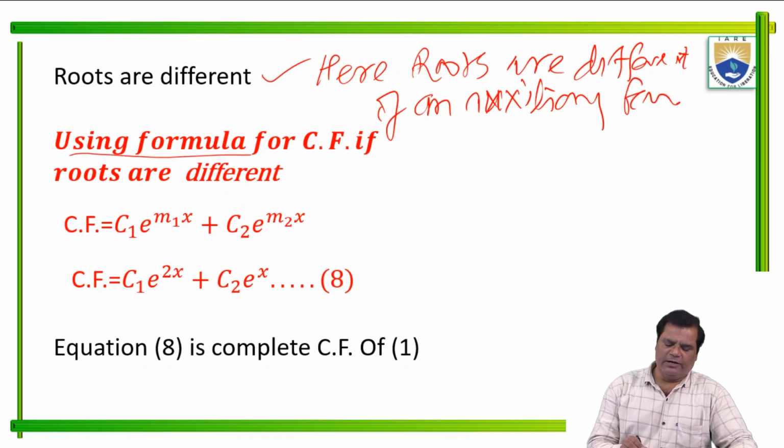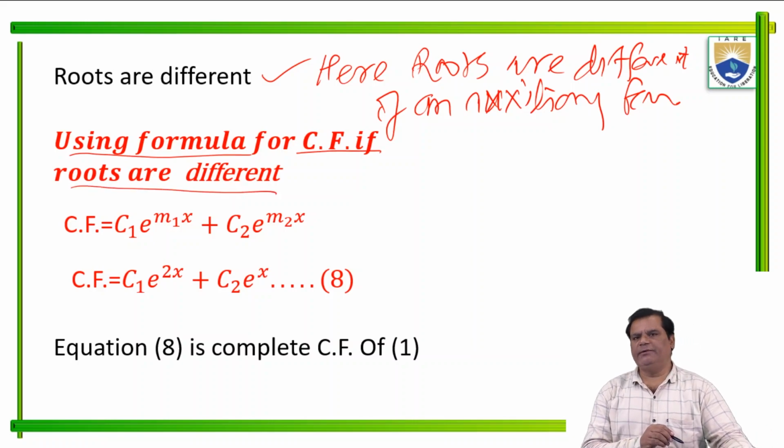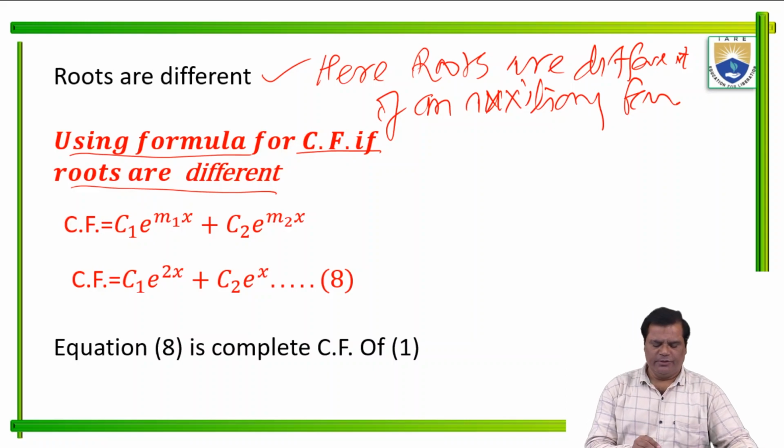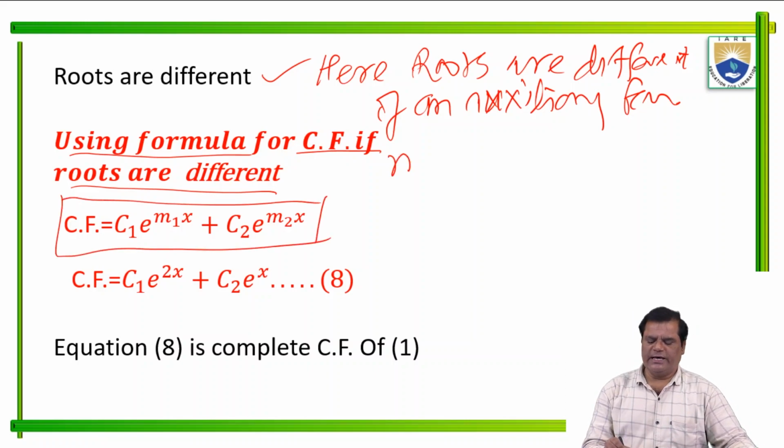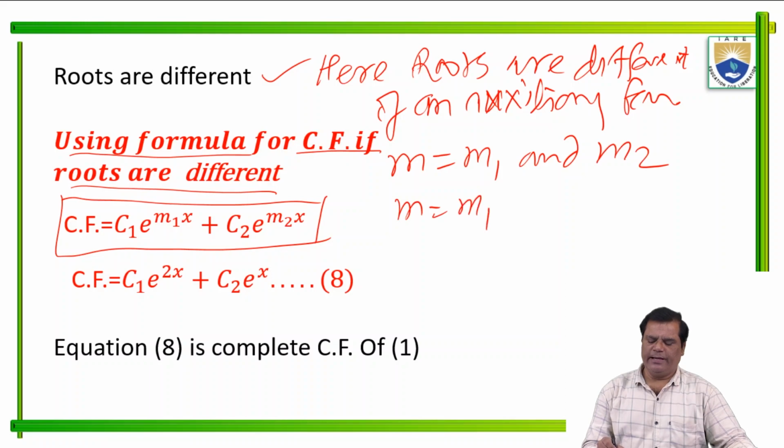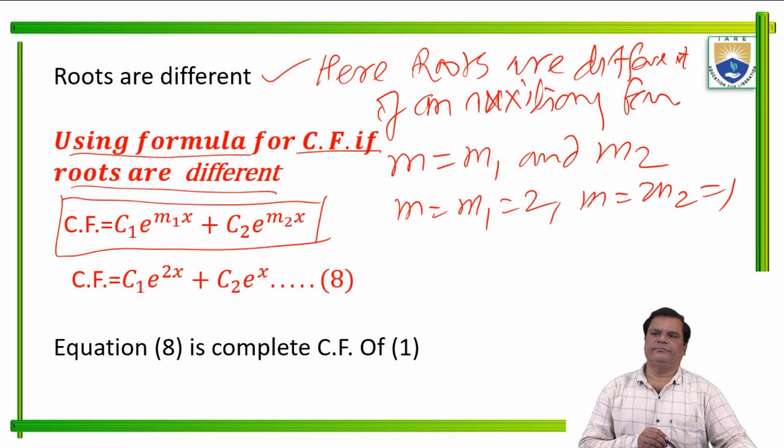So using the formula for CF, if the roots are different, which formula do we apply here? Roots are different, so this is the basic general formula for different roots. Roots are m equal to m1 and m2. Two roots are there: m equal to m1, where m1 is 2, and m equal to m2, where m2 is 1. So putting the values of m1 and m2.